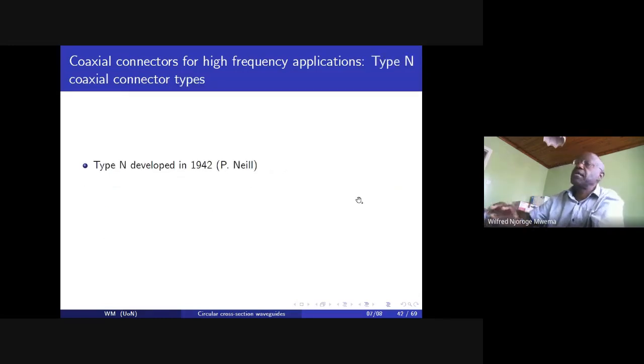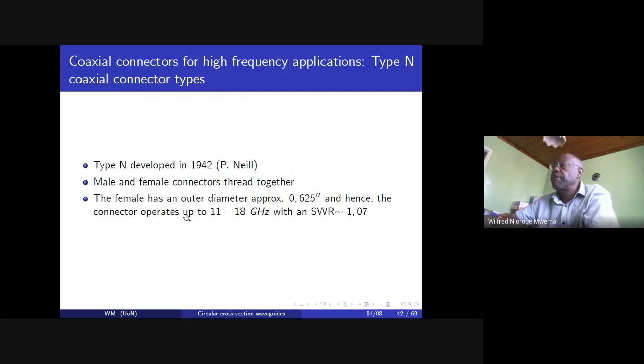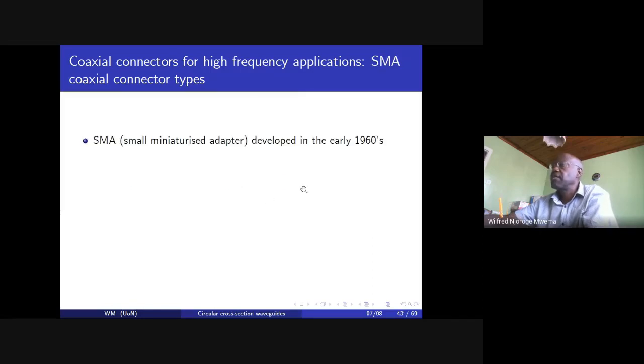And therefore the types that we can get are, first, what we call the type N coaxial connector, named after the person who developed it, called P. Nail in 1942. The connectors come in pairs. We can have a male and a female connector, and they must be threaded together. The female has an outer diameter of approximately 0.625 inches, and hence the connector operates up to about 11 to 18 gigahertz with a standing wave ratio of around 1.07, which is very small indeed.